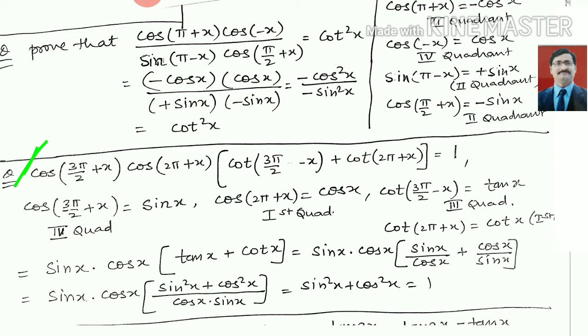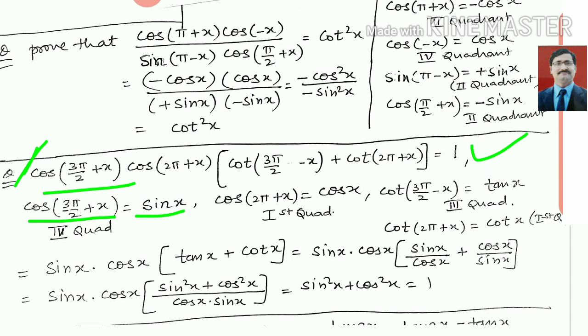This we have to prove. Here this is also we have to prove. Look here, we will find the value of this cos(3π/2 + x). 3π/2 plus means fourth quadrant, and in the fourth quadrant cos is positive, and on 3π/2 we have to do change, so we get sin x.